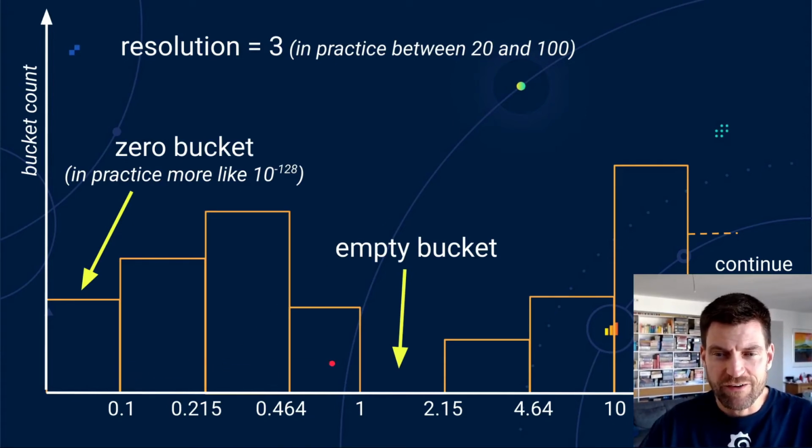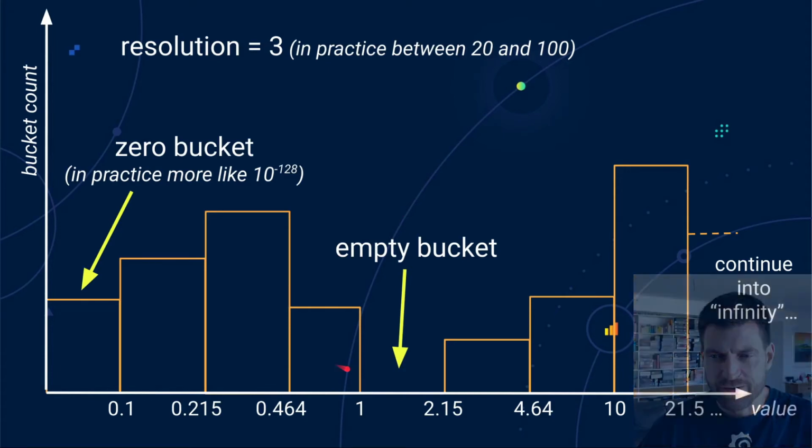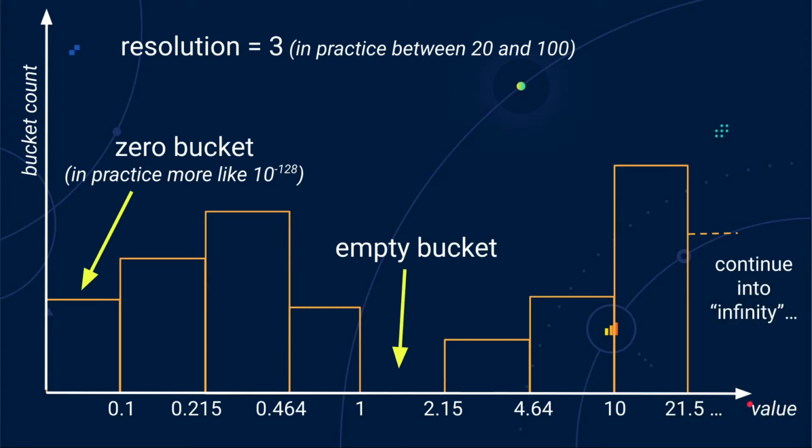The buckets are all logarithmic, which you can't see here because the x-axis is already logarithmic, right? So I did it that way because otherwise the buckets would be super tiny here and super big here. So they look linear, but they are logarithmic because the axis is logarithmic.